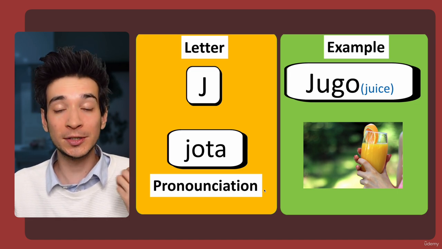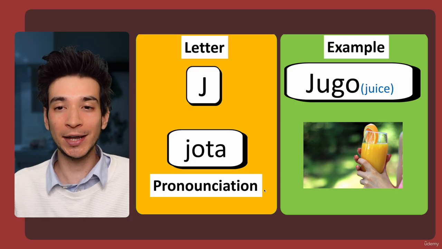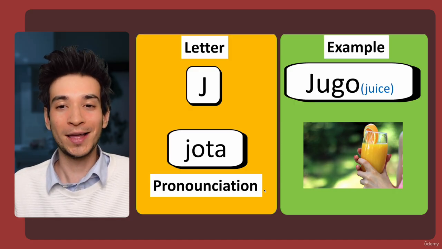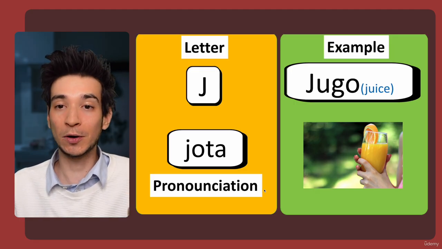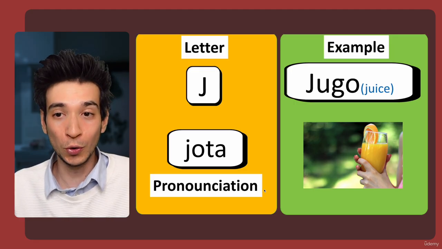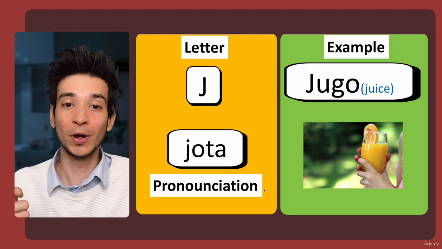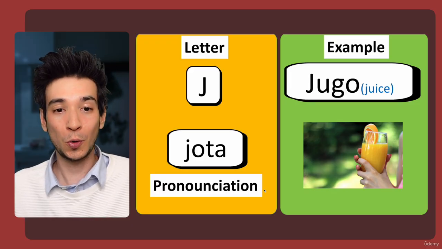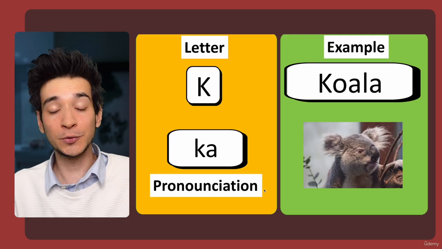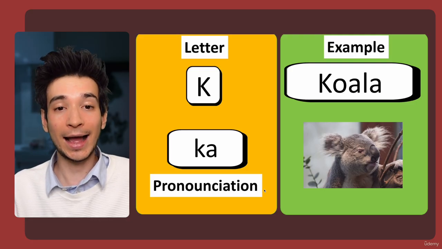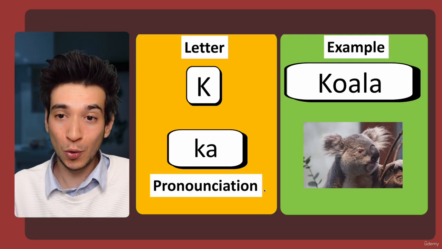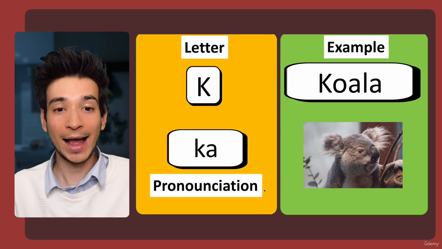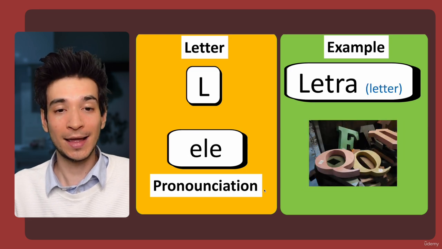However, if you go to Spain, in Spain people say zumo for juice. But in Latin America we say jugo. It's basically the same, juice. And the next one, K. Koala. Same as in English.